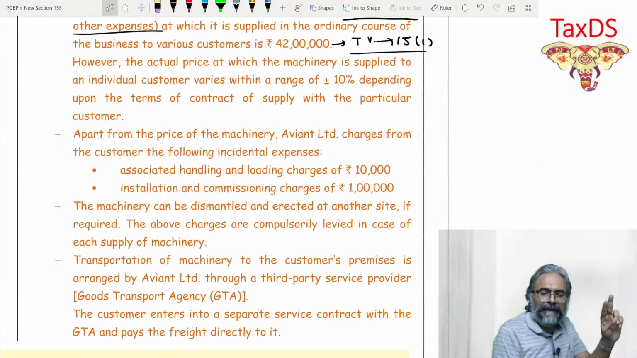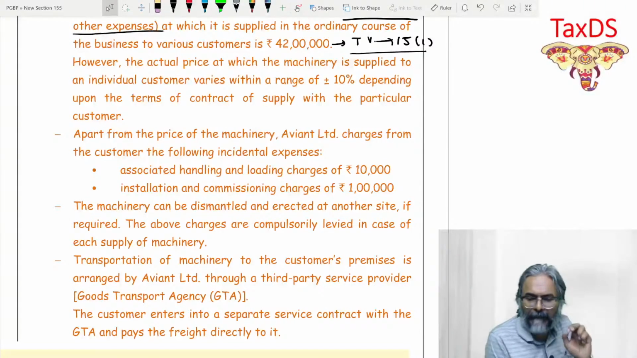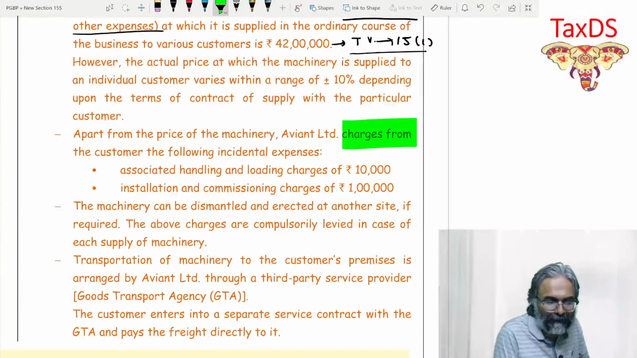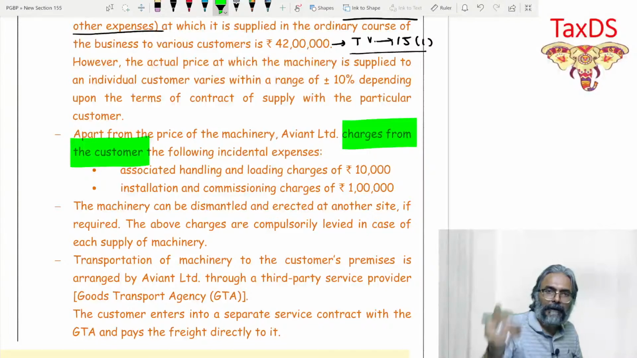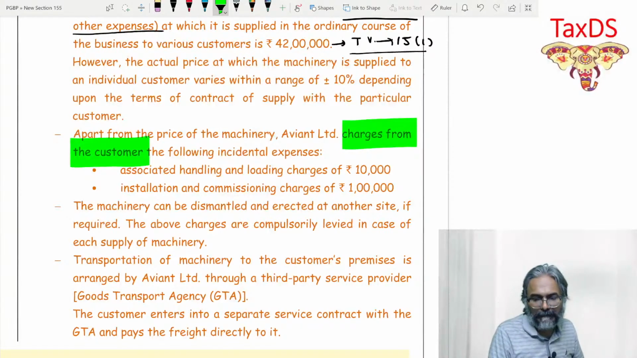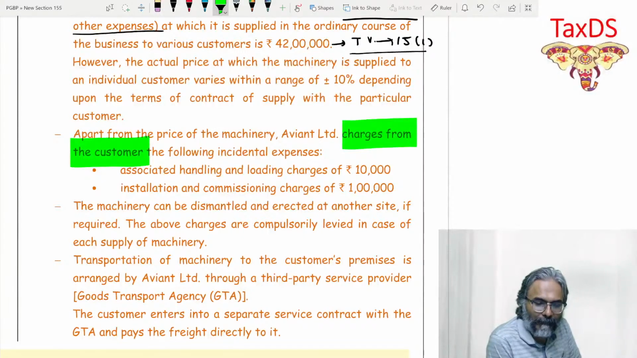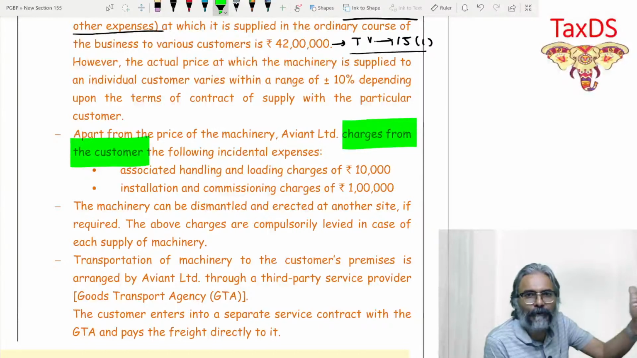Apart from the price of the machinery, Avian Limited charges from the customer the following incidental expenditure. So what is the important statement, students? Charges from the customer the following expenditure. In this case, what is that? Associated handling and loading charges of rupees 10,000. Installation and commissioning charges of rupees 1 lakh. So these two amounts, students, have to be added further.